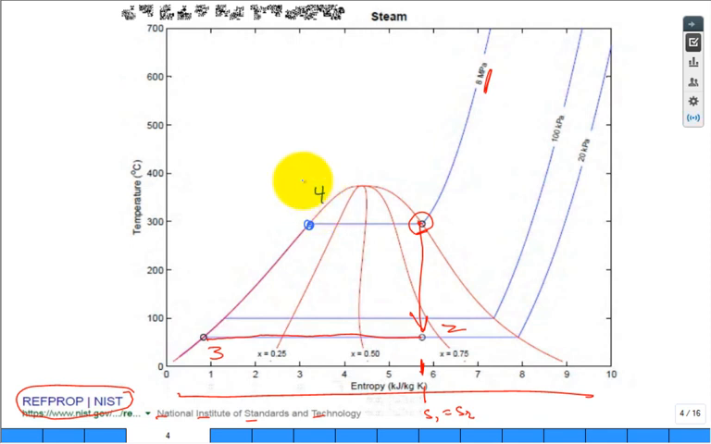So now I want to find state 4, and so I ask another clicker question. Is state 4 somewhere in the vicinity of this cloud? Answer A. Is it somewhere in the vicinity of this point? Answer B. Or is it somewhere in the vicinity of this point? Answer C. Clicker question. Where is my state 4, which is after the pump? State 3 is into the pump, saturated liquid into the pump. Where is state 4 on this TS diagram?